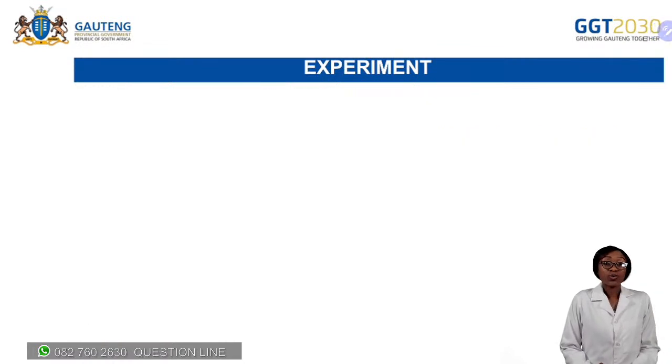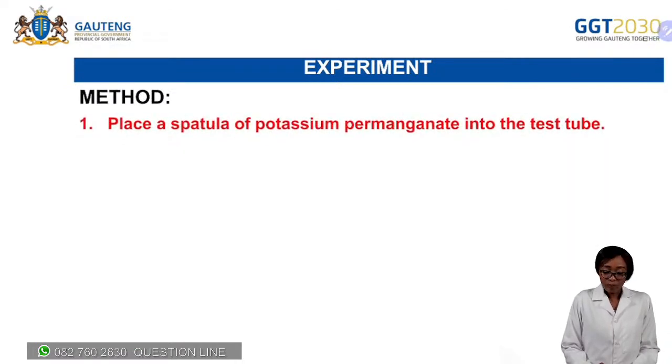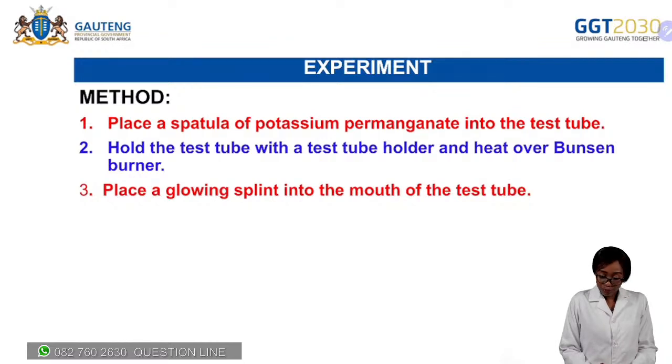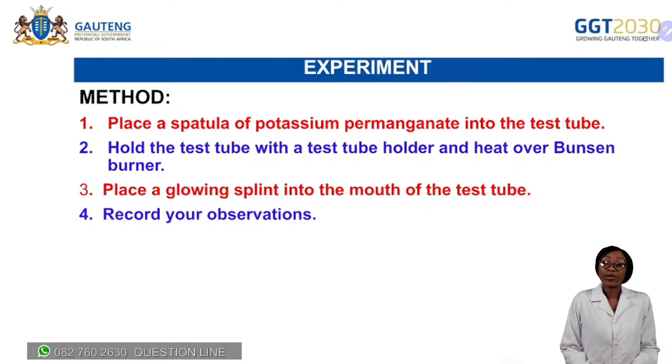This is how we're going to conduct the experiment. This is the method, the steps of the experiment. We're going to place one spatula of potassium permanganate into the test tube. Hold the test tube with a test tube holder and then heat it over a burner. Place a glowing splint on the mouth of the test tube and then record your observations. So those are the steps and the materials of the experiment. Now grade 8, let's go to the lab to do our experiments.